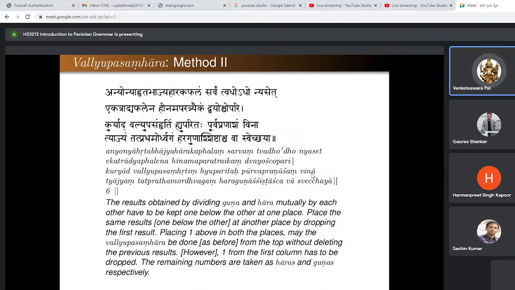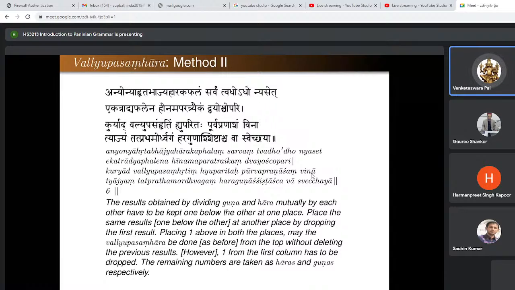The translation goes like this: the results obtained by dividing guna and hara mutually. Here also you have to perform mutual division of the multiplier and the divisor, and the successive results have to be noted down. The results obtained by dividing guna and hara mutually by each other have to be kept one below the other at one place. Place the same results one below the other at another place, because you need to do operations simultaneously at two different places.